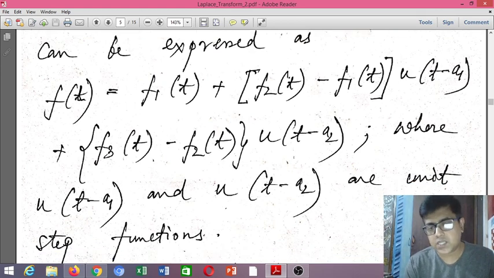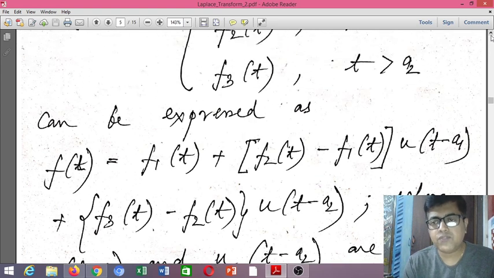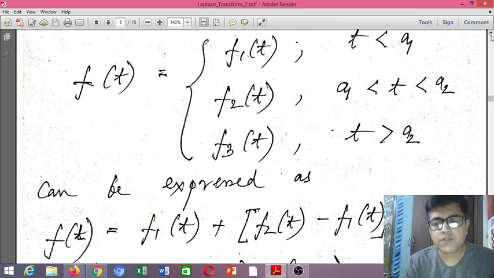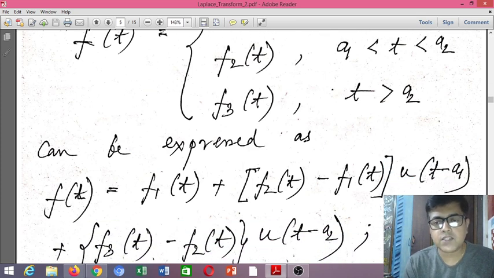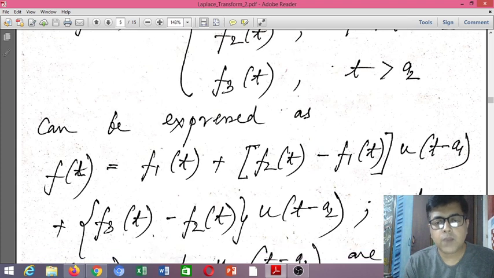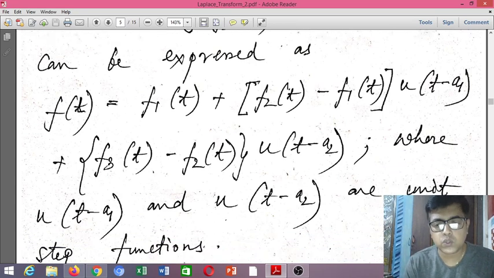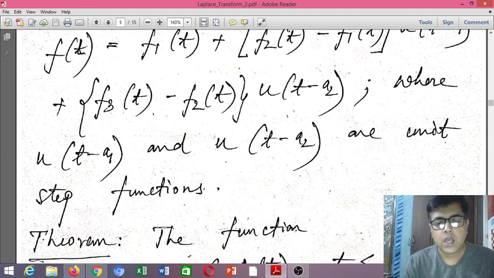I'm not going into the proof of this theorem in particular, though I have given the proof of the previous theorem. I'm excluding the proof at this level. So I think you have understood that for three subintervals, with points of discontinuity being 2 here, how to express that function in the form of a unit step function. In that case, the function f(t) will be f1(t) plus f2(t) minus f1(t) into u(t minus a1) plus f3(t) minus f2(t) into u(t minus a2), where u(t minus a1) and u(t minus a2) are both unit step functions. Now comes a more generalization.